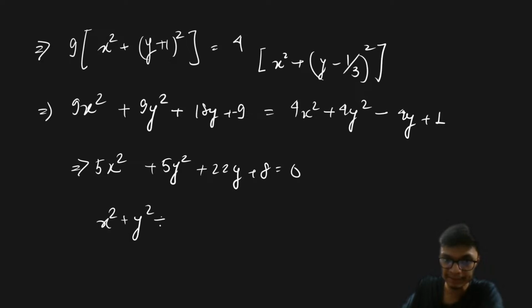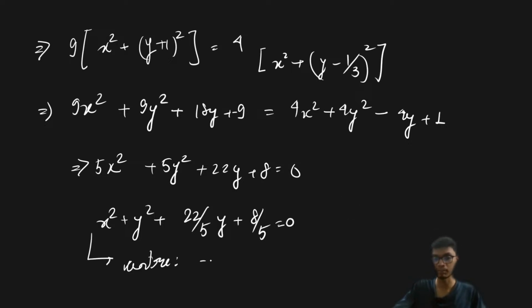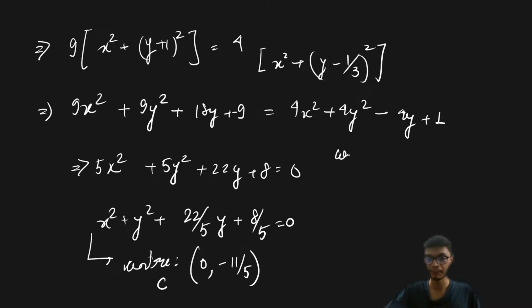And from here I can simply get the equation of the circle as x square plus y square plus 22 by 5 times y plus 8 by 5 equals 0. That is my general equation of the circle. So if I have the general equation of a circle, I know the center of the circle is simply given as minus g comma minus f, that is going to be 0 comma minus 11 by 5. That is my center of this circle, which is mentioned as C. Now in order to find the area of the triangle, the area is given as half into the mod of the determinant, with 0 comma 0 being the first point.